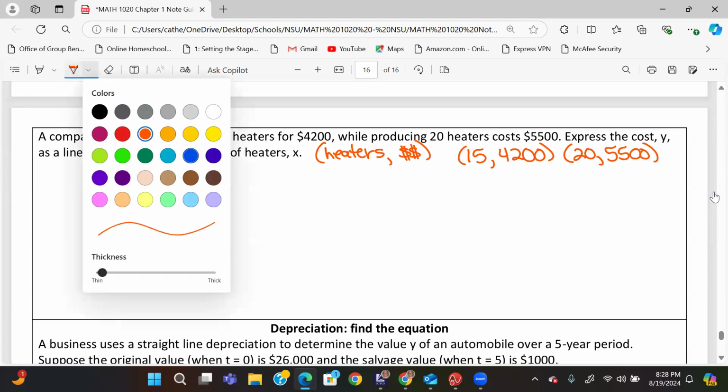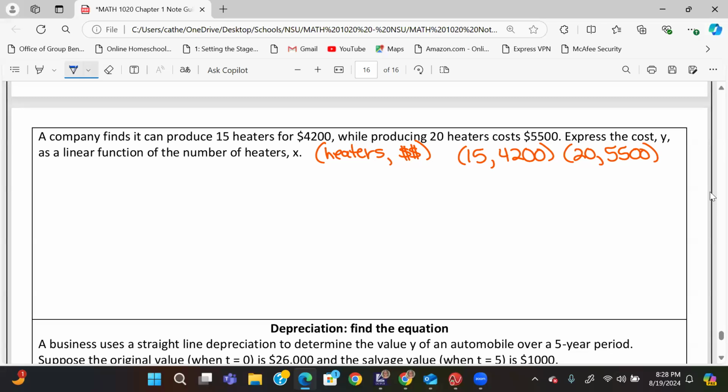So what we're down to is we have 2 points. We need to find a linear function, so that means they want you to find the equation of the line that goes through those 2 points. We don't have the slope, which is what we need. So let's figure out the slope first.